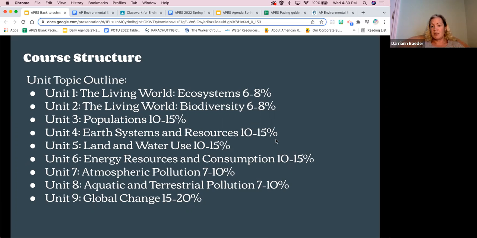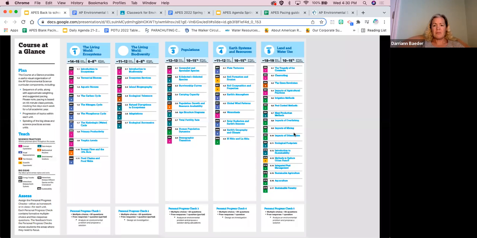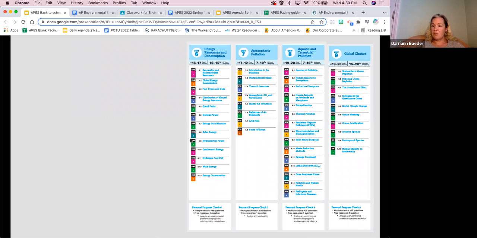Those percentages indicate the amount of emphasis that those particular units are given on the test itself. This comes from our guide, and this kind of just breaks down the 9 different units into the subtopics. And so the students have the ability to see all of this on AP Classroom.